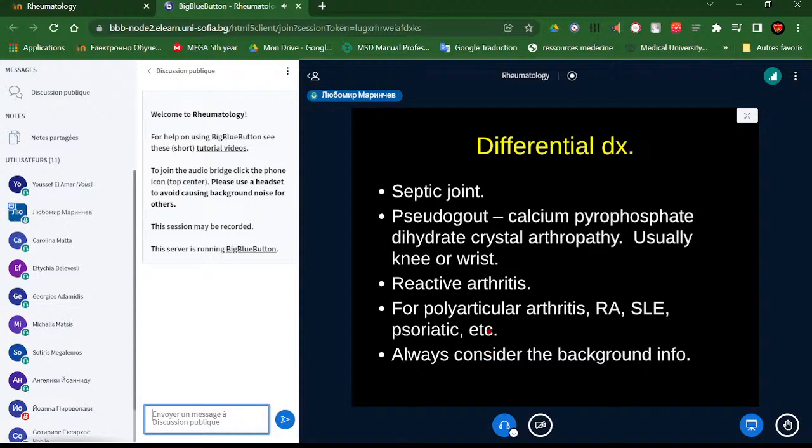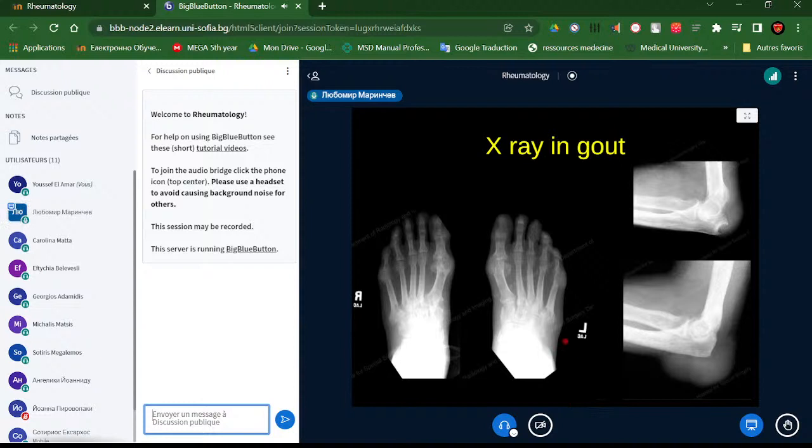In the differential diagnosis plan, you have to think about them when the gouty course is polyarticular, because usually it is monoarticular. If we have polyarticular involvement of the joints, then you have to think about rheumatoid arthritis, psoriatic arthritis, or some other type of arthritis. Always consider the background information from the patient.